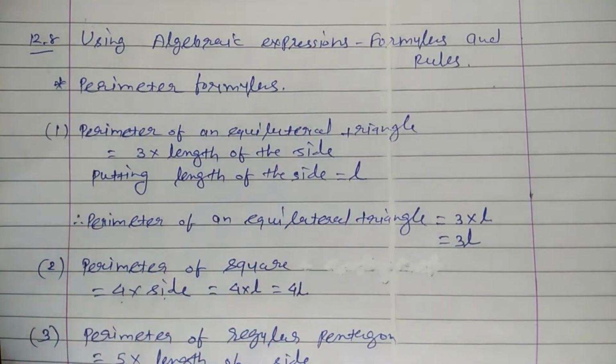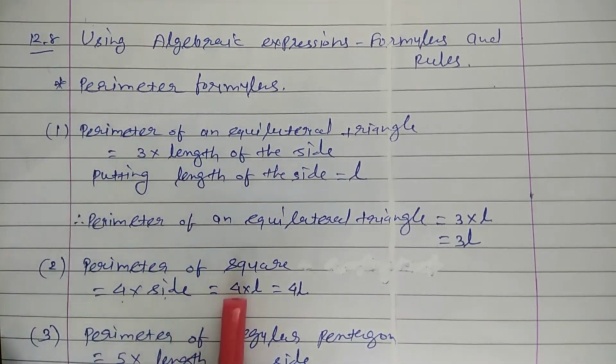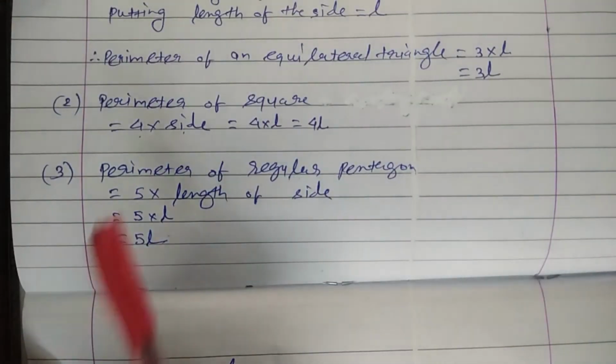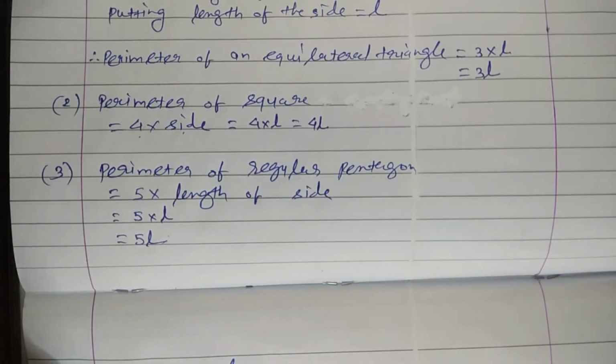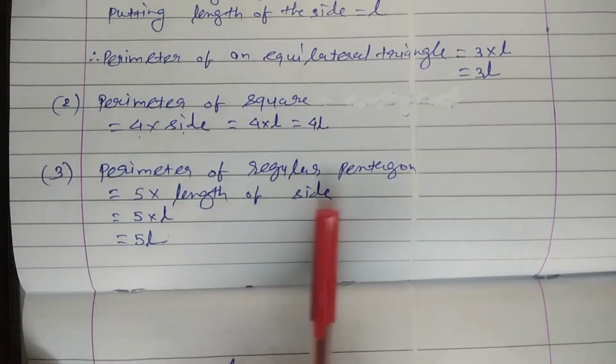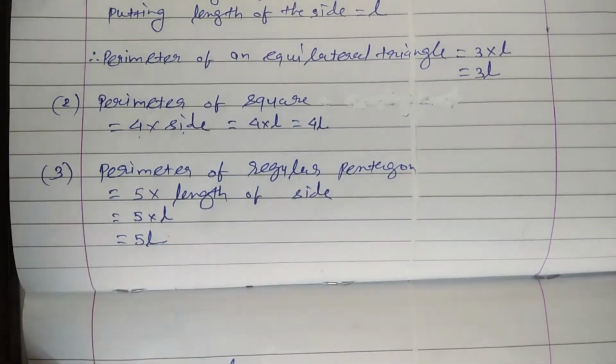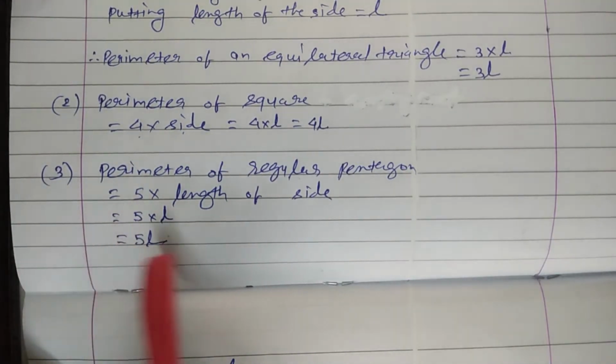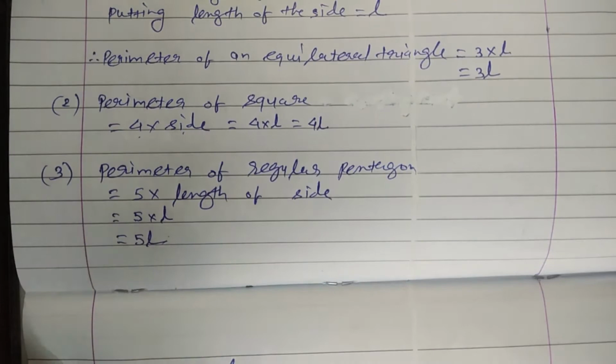Next, perimeter of a square. It is 4 multiplied by the length of the side of a square. If we take the side as l, we get 4 into l, which is equal to 4l. Then perimeter of a regular pentagon is 5 multiplied by the length of the side of the pentagon. If the side is l, we get 5 into l, which is equal to 5l. So this way, using algebraic expressions, we can write these formulas in a shorter way.